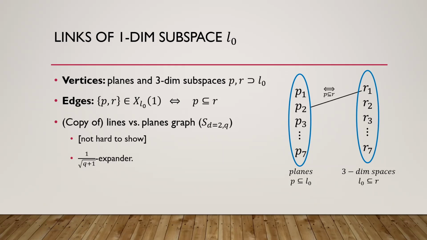So maybe just to conclude, if we look at d equals 3, we saw by hand that all the links and the base graphs are a 1 over square root q plus 1 expander. And so this is a high dimensional expander that we spelled out explicitly.